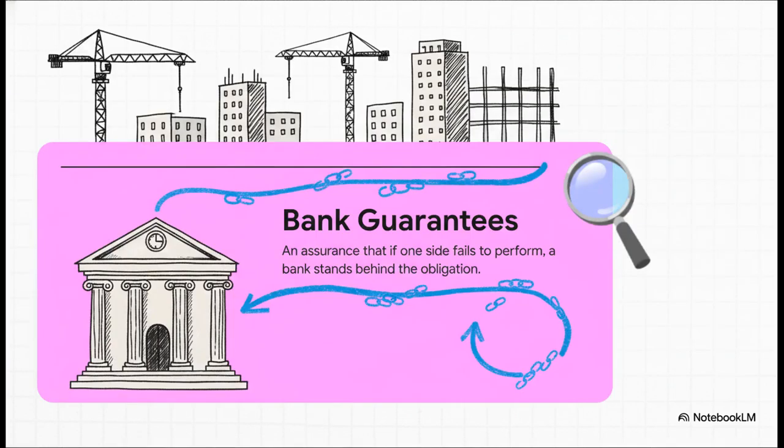Okay, but what if the main risk isn't about getting paid for goods, but about someone actually doing what they promised? Like in a massive construction project overseas. The client needs some kind of assurance that the contractor is going to see the job through. That's where a bank guarantee comes in. It's basically the bank promising to cover the loss if one party doesn't hold up their end of the bargain.